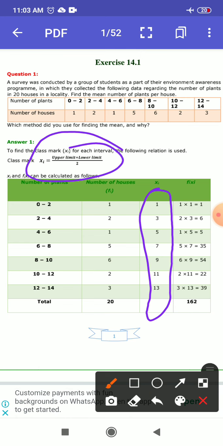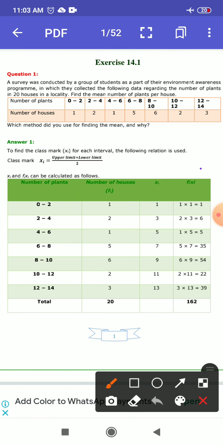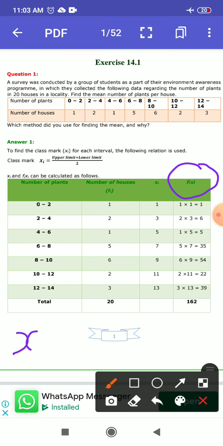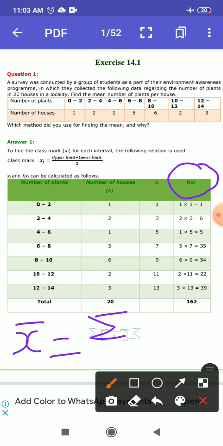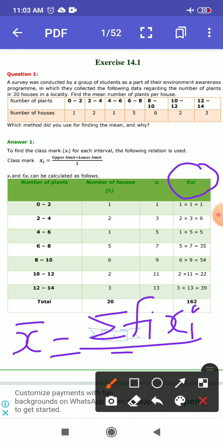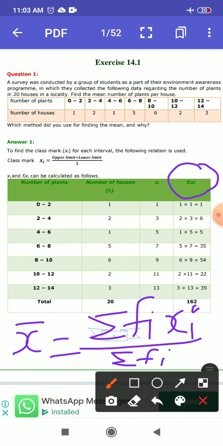Find the upper limit and the lower limit. The upper limit is the higher value, and the lower limit is the lowest value in the interval. Then after that you have to calculate fi xi, because there is a formula. What is the formula of x bar? x bar is equal to summation fi xi upon summation fi. This is your formula.